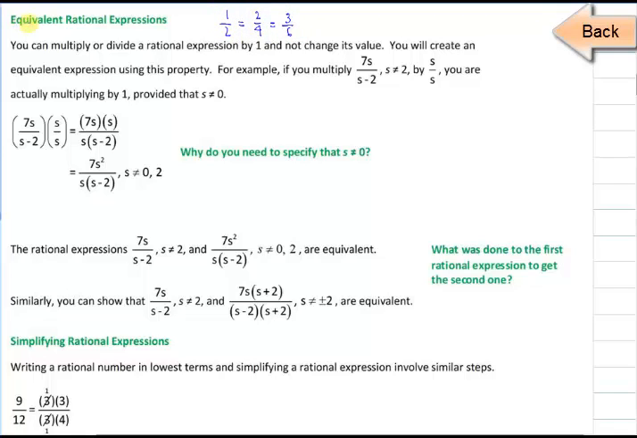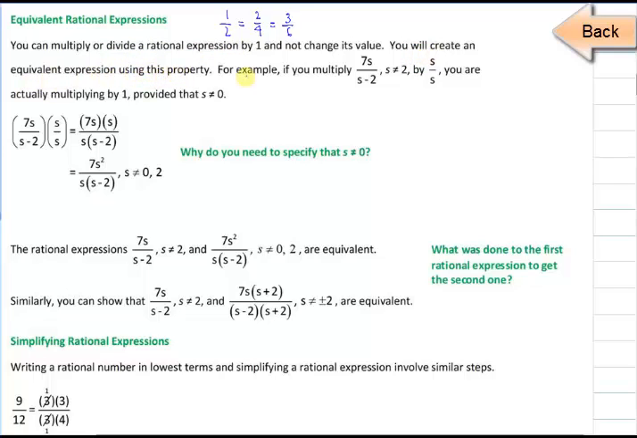So we're going to take a look at equivalent rational expressions. It's the same idea as these fractions, okay, where 1/2 equals 2 over 4, which equals 3 over 6. So we're going to take a look at how we can create an equivalent expression. So you can multiply or divide a rational expression by 1 and not change its value, right? Because if you multiply by 1 or you divide by 1, you're not changing the value of anything. You will create an equivalent expression by using this property.